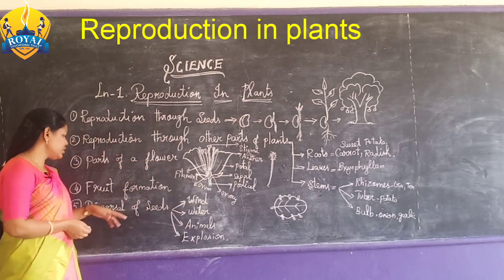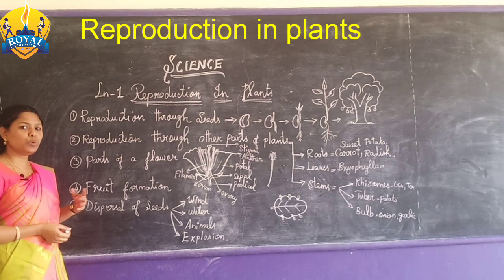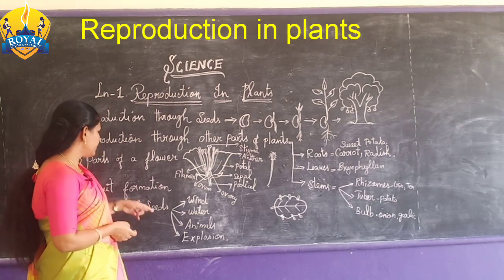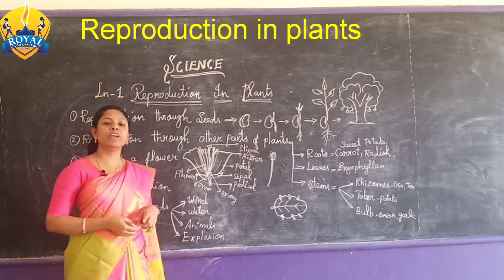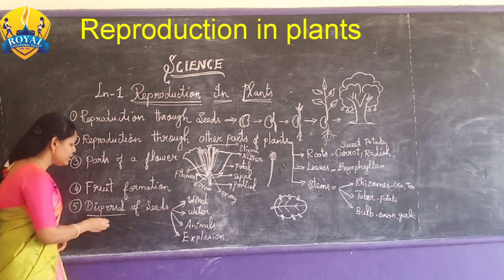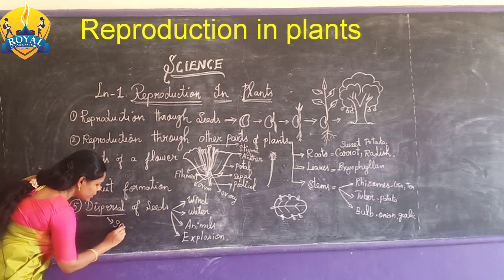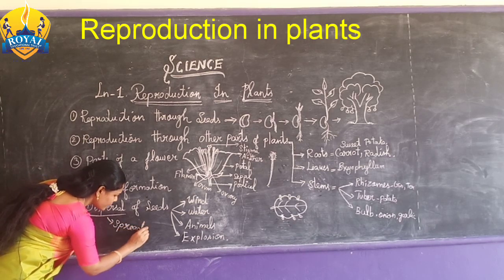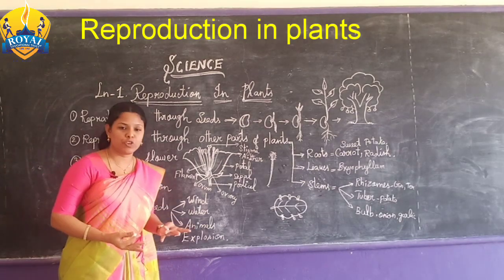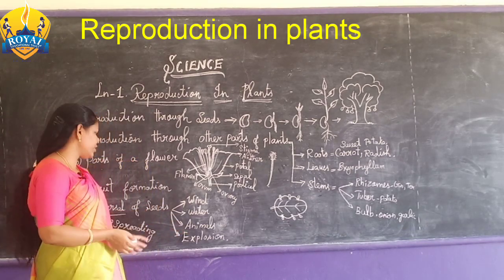Okay, so after that we are going to learn about the dispersal of seeds. How do seeds disperse? What is dispersal? Dispersal means spreading or scattering.